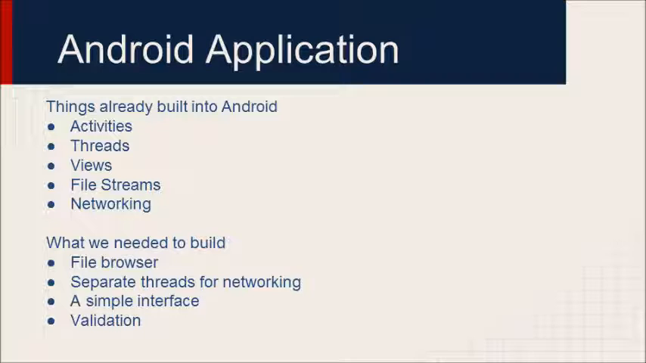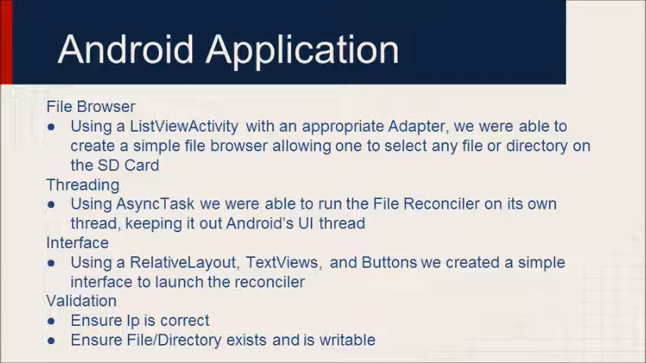Android doesn't allow you to do networking on the main UI thread. A simple interface, which we could do using the views, and validation, which is simple code to make sure all the inputs are correct. For our file browser, we used a list view activity with an appropriate adapter, which allows us to select any file or directory on the SD card. Using async task, we were allowed to have threading.